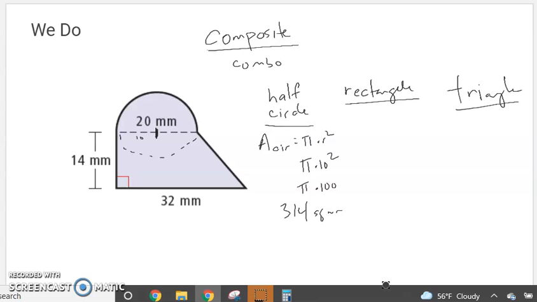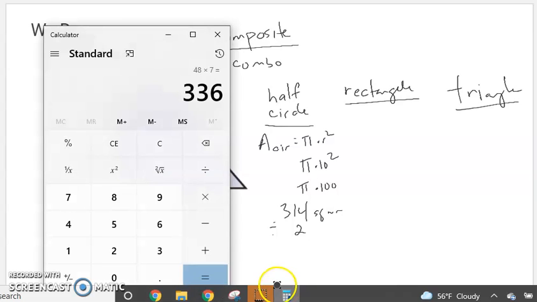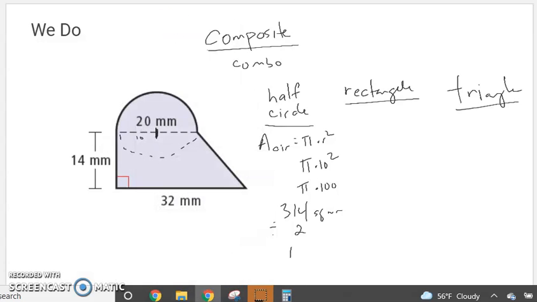Okay, so there's the half circle. Oh, whoa, almost made a mistake. That's the whole circle. I don't want the whole circle. I want the half circle. So I got to divide that by 2 because it's only half a circle. Easy mistake to make. You'll see how I feel very done after I do the formula, and that can be an easy mistake to make. So I'm glad I almost made it. 157 square millimeters for the half circle.